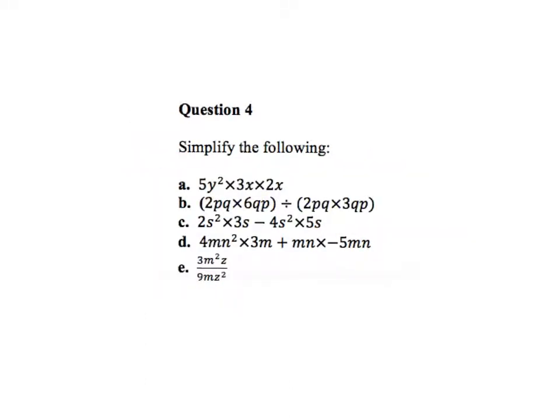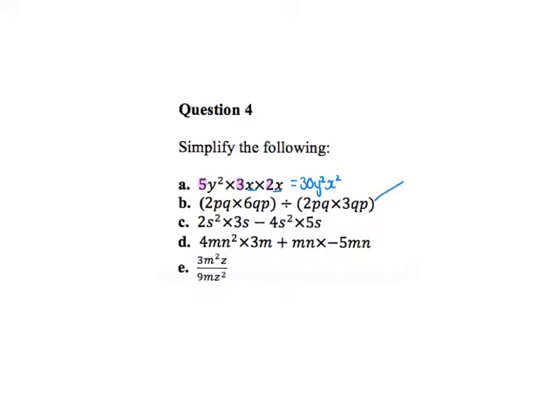Okay, with the simplifying expressions, we just do as much of the calculations as we can. Now, when we're timesing, we can just times all the numbers together and then place all the letters together. So 5 times 3 is 15, times 2 is 30. So I've got 30y squared. And because I've got 2 x's, I can say x squared there when we're multiplying.